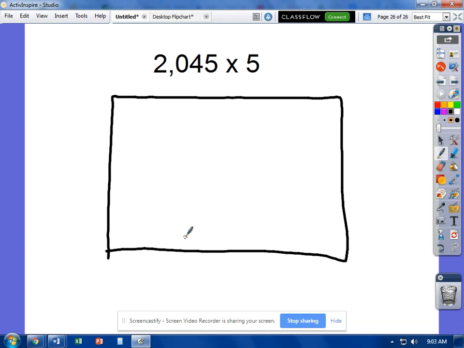And then I'm going to expand the larger number and put it on top. I know that 2,045 is larger than 5, so I'm going to expand it and put it on top. That 2 is actually worth 2,000. That 0 is just worth 0. That 4 is actually worth 40. And that 5 is just worth 5.